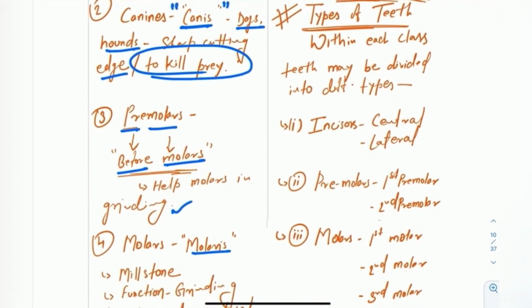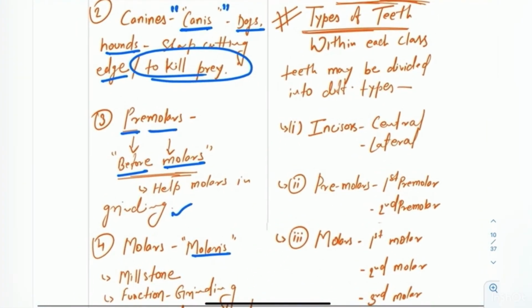Next we'll talk about the types of teeth.